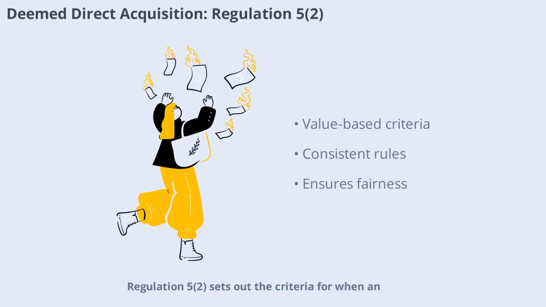Regulation 5.2 sets out the criteria for when an indirect acquisition is treated as a deemed direct acquisition. These criteria relate to the proportion of the target's value, net assets, or turnover attributable to the upstream entity's business. If the parameters are met, the same timing and pricing rules as direct acquisitions apply, ensuring consistency and fairness.